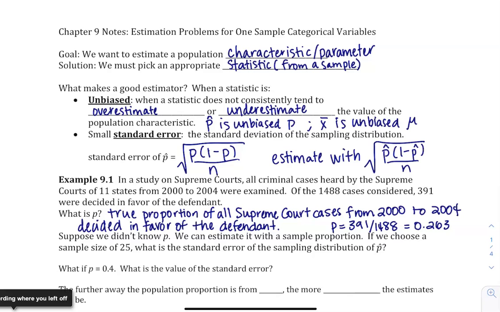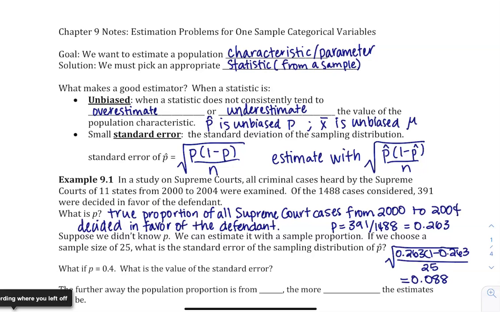0.263. Now let's suppose for a moment that we did not know p. In order to estimate this, we would need to use a sample proportion. So let's say that we chose a sample size of 25, and we want to find the standard error of the sampling distribution of p hat. Because in this case we actually do know our true p, we're just going to use that here to calculate that standard error. Our standard error would be the square root of 0.263 times 1 minus 0.263, all over 25, our sample size. And when you calculate that, you get about 0.088.